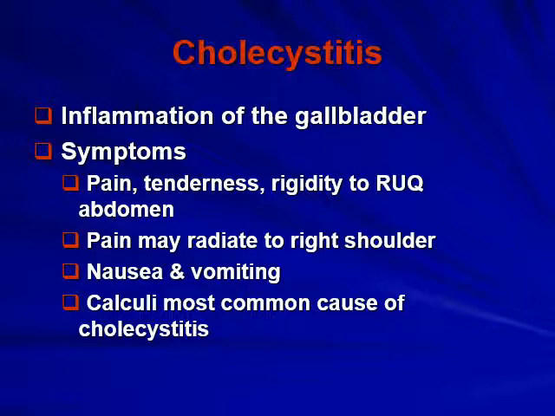Cholecystitis is just inflammation of the gallbladder. I know you've taken care of patients with cholecystitis or lap choles, and so they typically are going to have that pain and tenderness of the right upper quadrant. So anytime we're thinking right upper quadrant, we're thinking liver or gallbladder. The pain may radiate to the shoulder, and they may have nausea and vomiting along with it. It may occur after having a fatty meal.